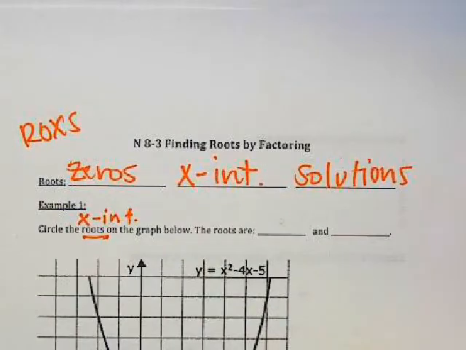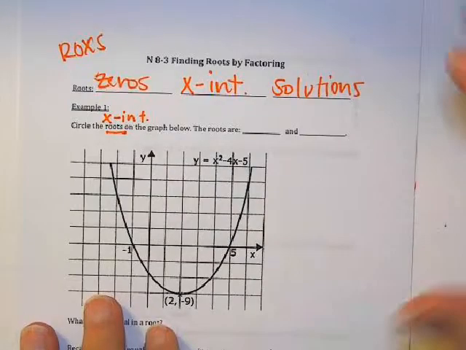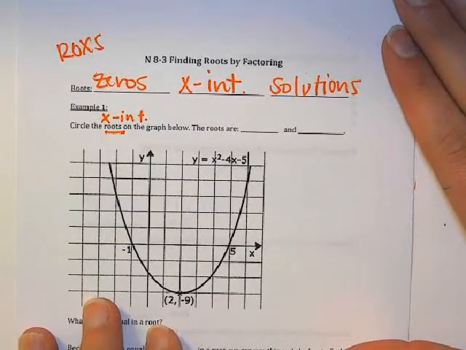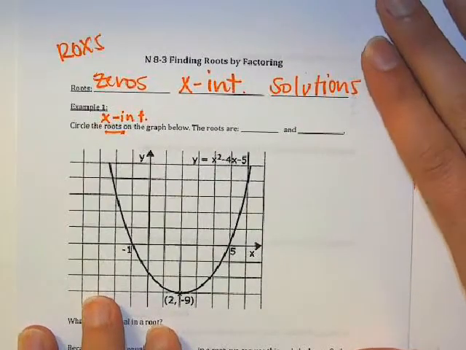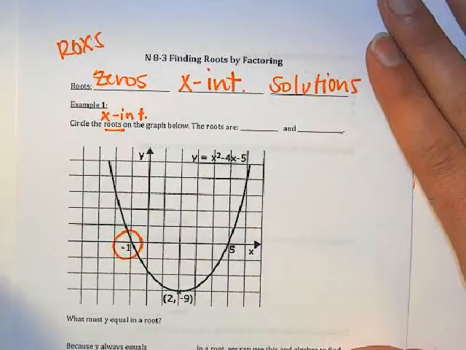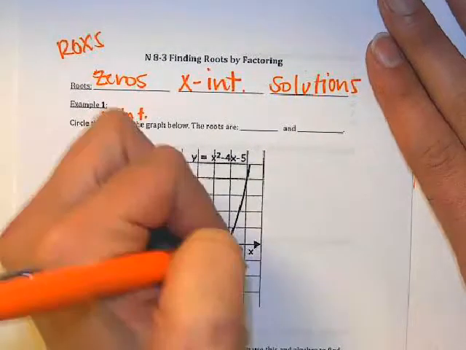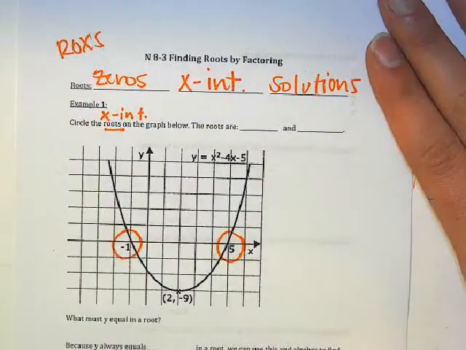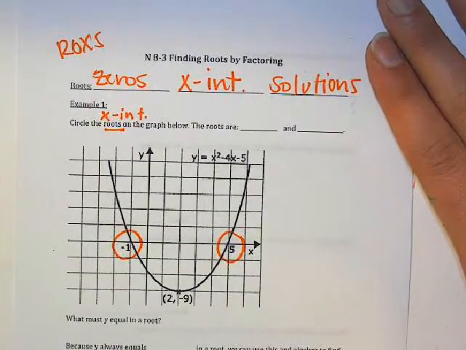All right, so let's look at this graph. Okay, what are my roots? Where they cross the x-axis. So circle them. So I've got -1. And what's my other root? +5. Okay, so it says the roots are.